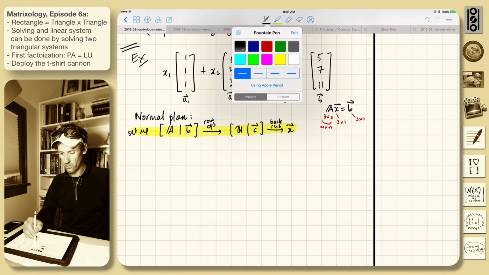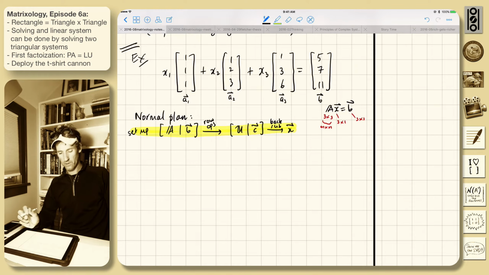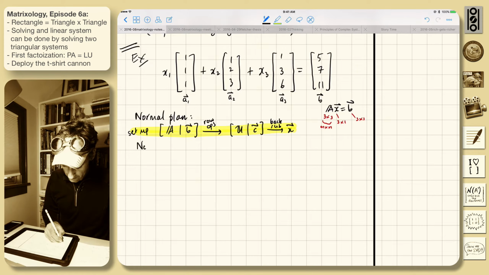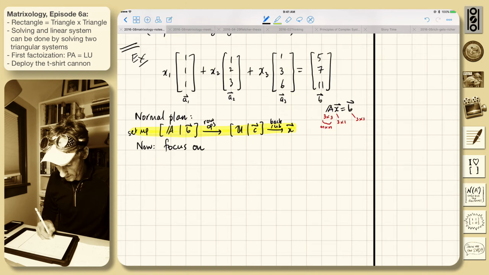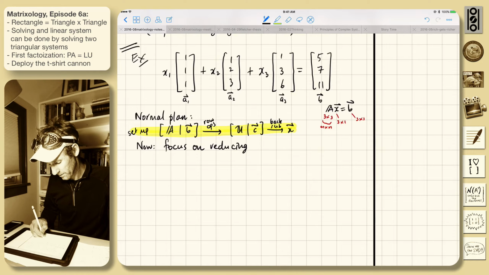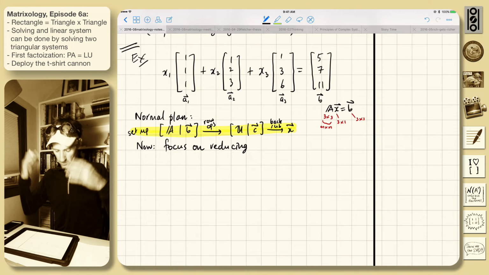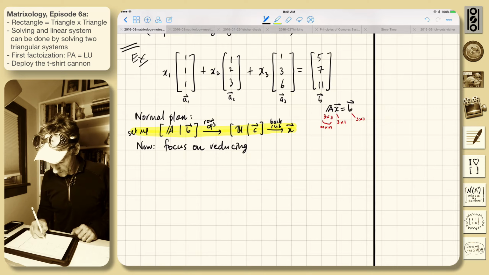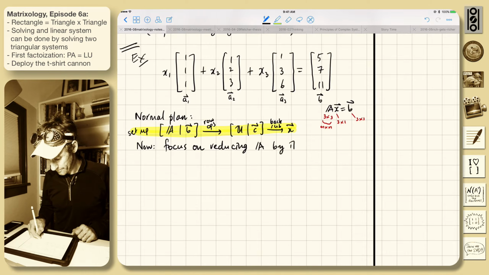So let's just do row reduction on A, and there's a reason for doing this. Now we'll just focus on reducing A by itself. Eventually we'll see that this is enormously important, A and the transpose, which is the next section. Reducing A by itself, and we'll come back to solving the problem.